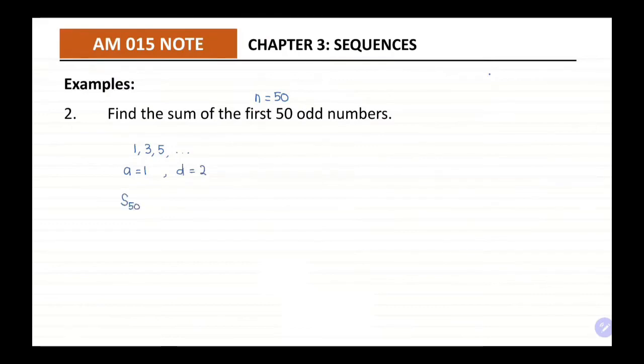Now we want to find the sum of the first 50, so S50. The formula for S50 is n over 2, so 50 over 2 times 2a, a is 1, plus n minus 1. n is 50, 50 minus 1 is 49, and d is 2. Then we solve. We get 50 times, cancel out 2, then 1 plus 49. Then we get 2,500.